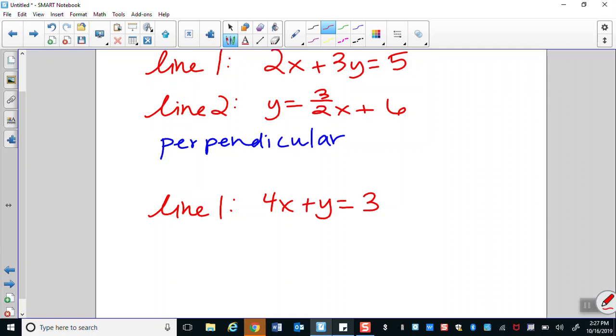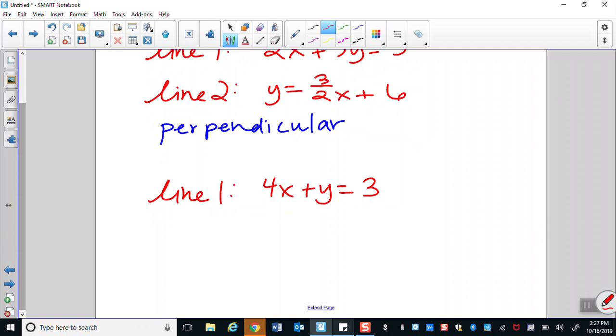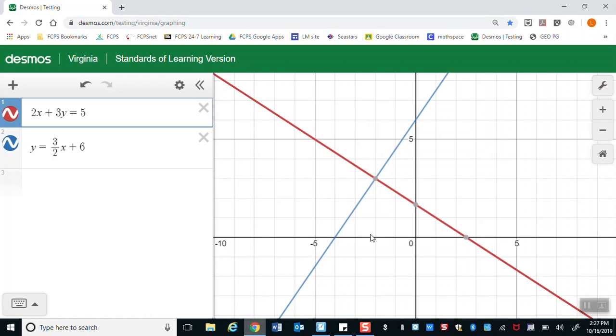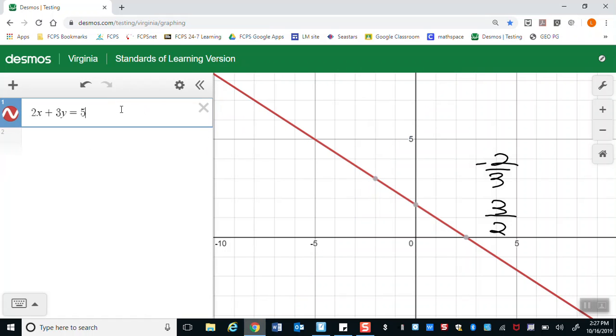So let's say your first equation is 4x plus y equals 3. And your next equation is y equals negative 4x plus 8. So let's go back to Desmos and just type those equations in. Okay, so we're just going to type this one in.